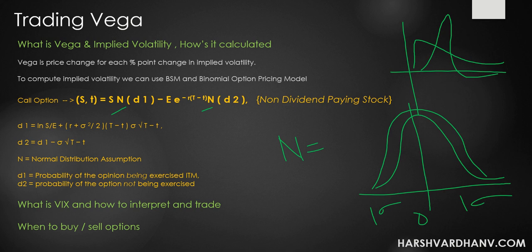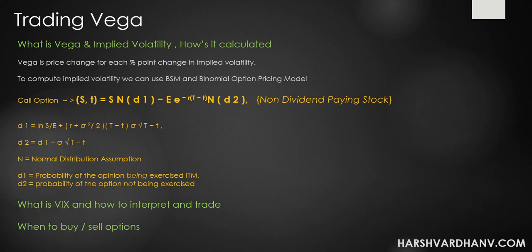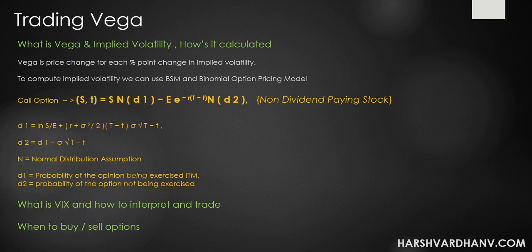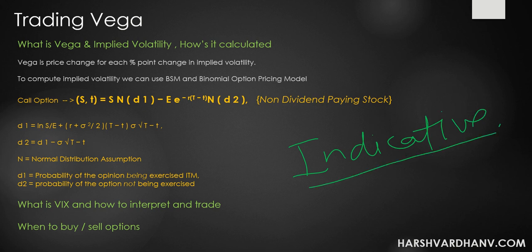Hence, the BSM model is just an approximation of the call option price, because it assumes normal distribution and seldom does the market show normal distribution. So that is why you have to take the implied volatility as an indicative value and not as a definite value, right? It has to be indicative. It just gives you an indication of the volatility.